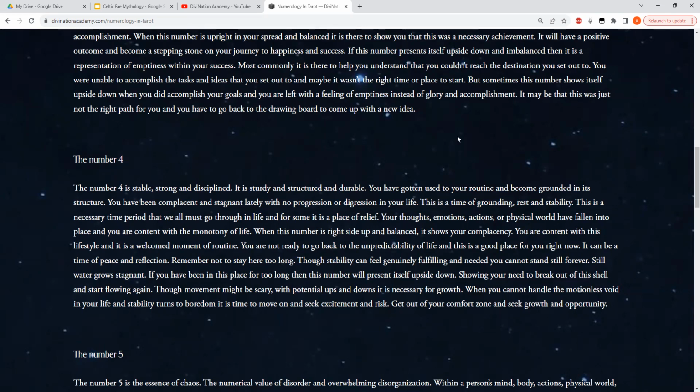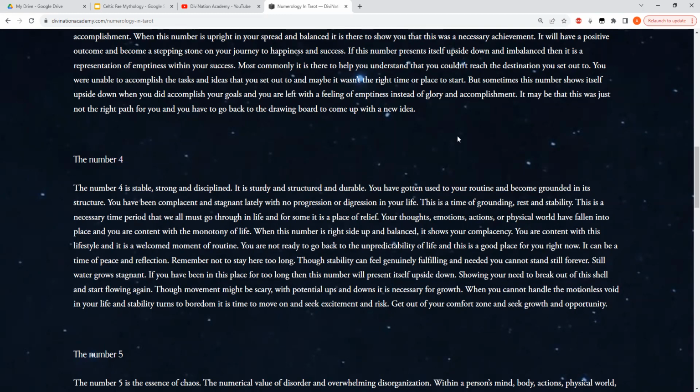The number 4 is stable, strong, and disciplined. It is sturdy and structured and durable. You've gotten used to your routine and become grounded in its structure. You have been complacent and stagnant lately, with no progression or digression in your life. This is a time of rest and stability.